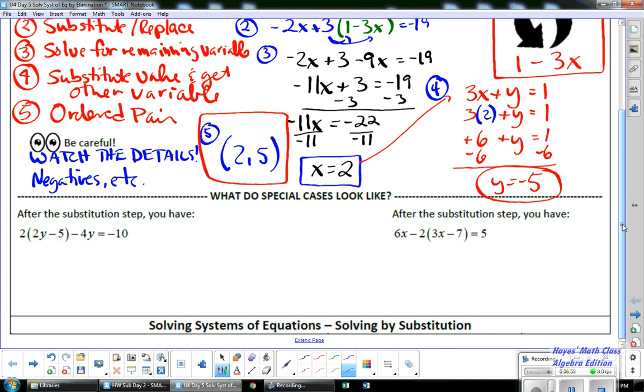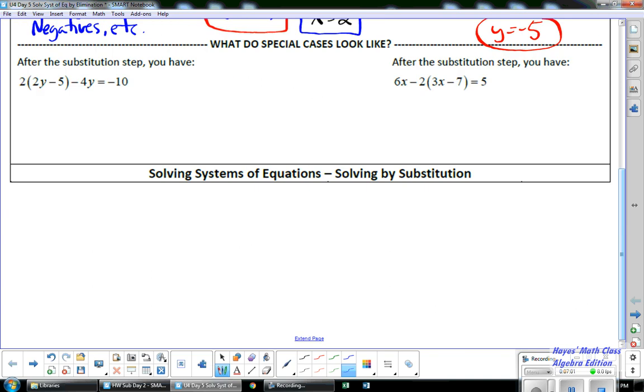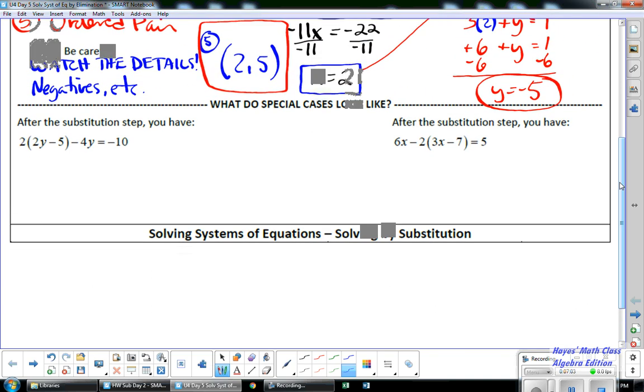Now for the last two, for the sake of ease, I've already done the substitution step for you. On both of these, there was a system of equations. I did the substitution step, and these are special cases like we've had all the time. I just wanted to make sure you had an example of that. So after the substitution step, you get to this, and we solve it. We distribute it out: 4y minus 10 minus 4y is equal to negative 10.